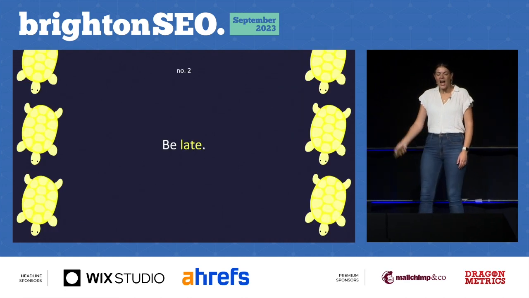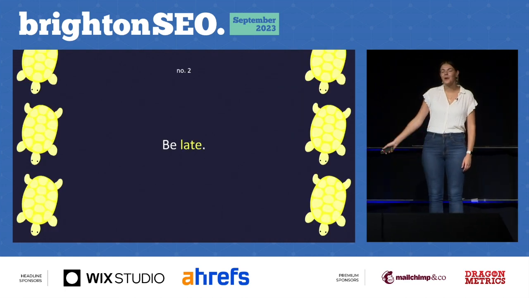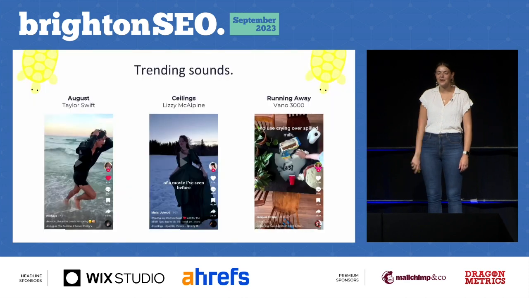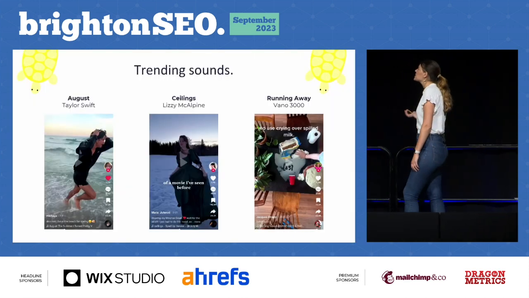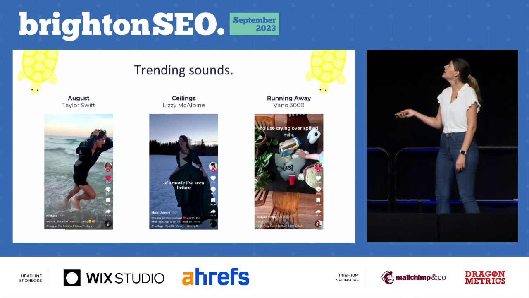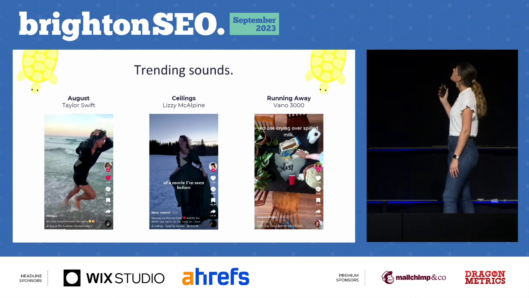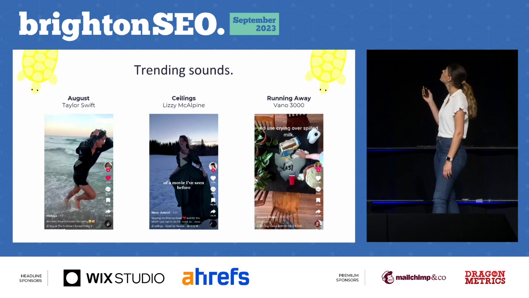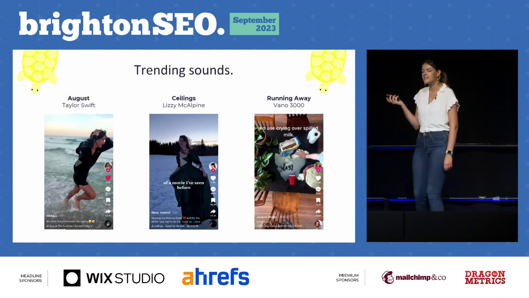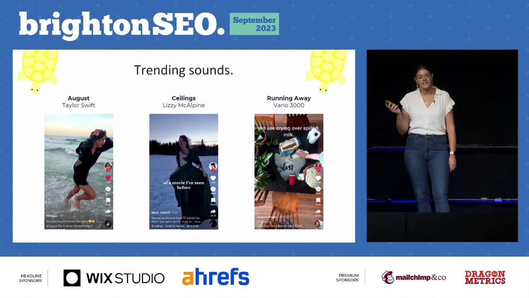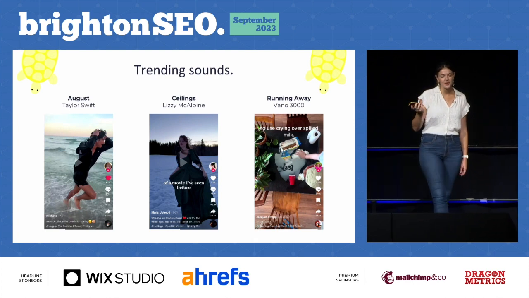So, all right, next thing that we want to avoid on TikTok is being late. All the time we see trending sounds, like the August Taylor Swift sound. That was a big thing last month. Same thing with the ceiling sound. And then a couple years ago was the Adult Swim running away sound. I noticed that all of these have to do with running. So if you notice any running sounds on TikTok, you might want to get on them very quickly.